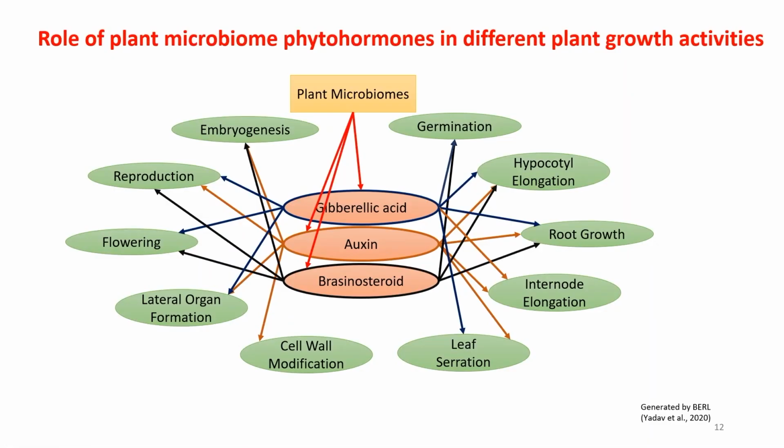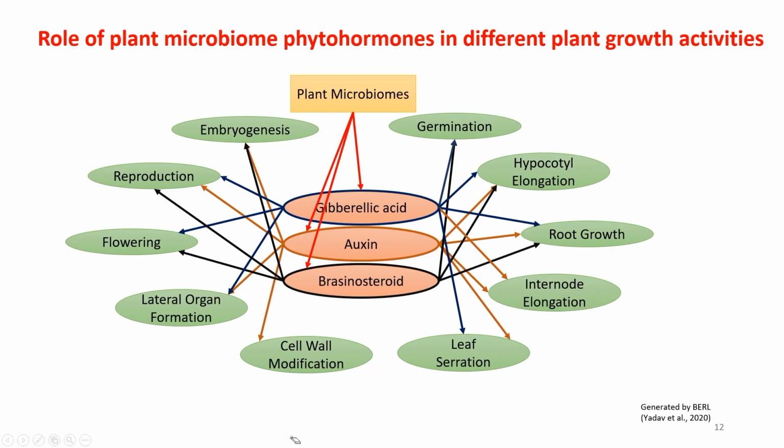The role of plant microbiome phytohormones in different plant growth activities. Plant microbiomes produce, for example, gibberellic acid, auxin and brassinosteroid. So, they help in different ways. Gibberellic acid, for example, will help in reproduction, flowering and lateral organ formation. Auxin will help in reproduction, lateral organ formation and cell wall modification.